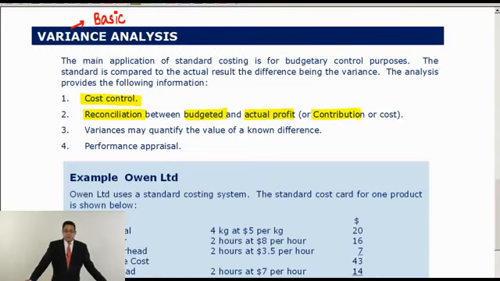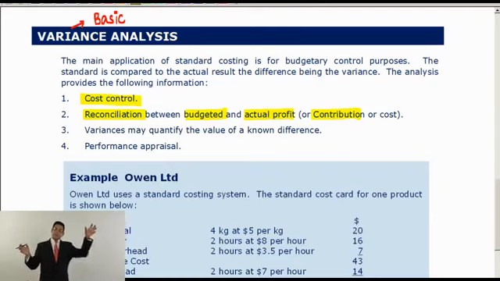Because as per standard costing, we have the budgets and standards, and as per the traditional accounting system, the financial accountants have the actual financial statements. So at the end of the year, when we compare the actual financial results with the budgeted or standard financial results, if there is any difference between the two, variances help us to reconcile profits.